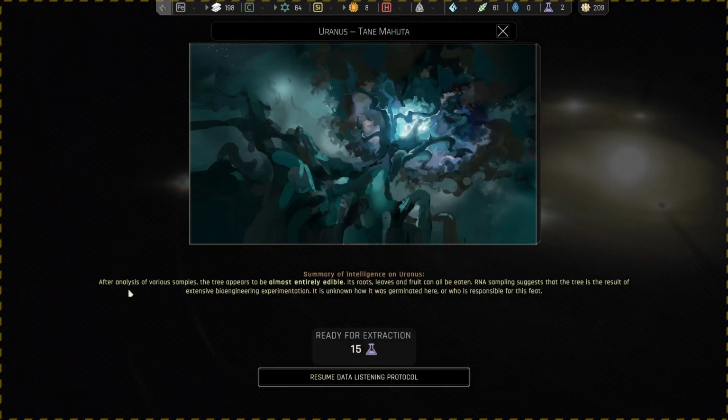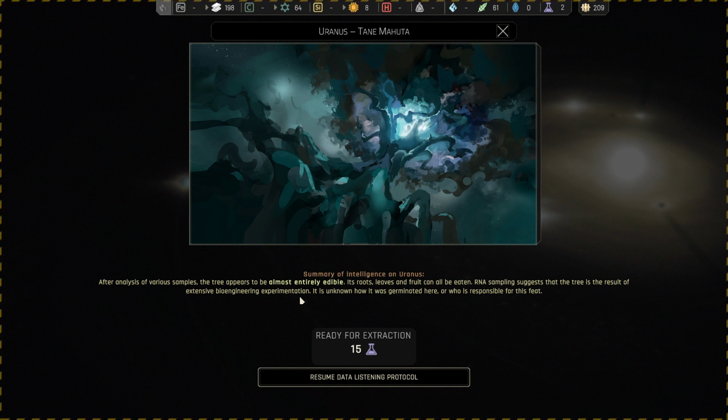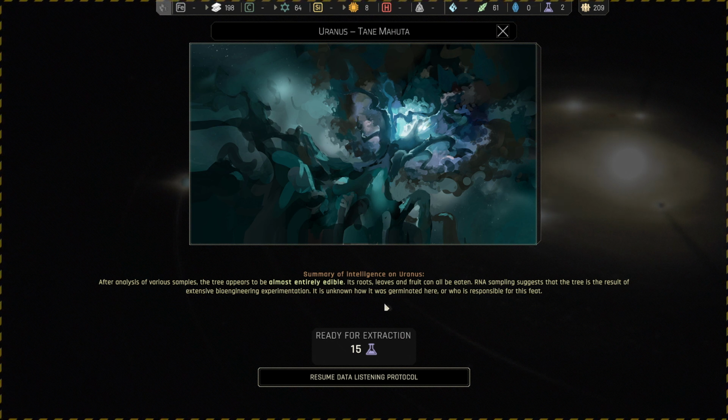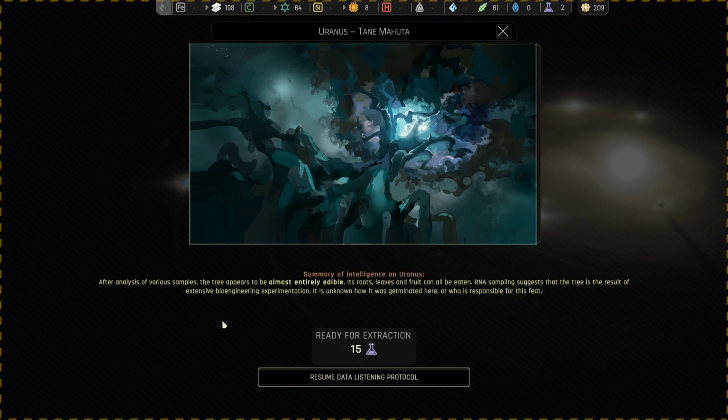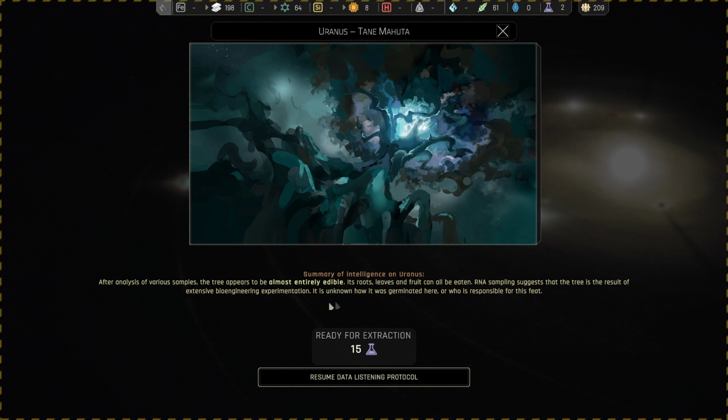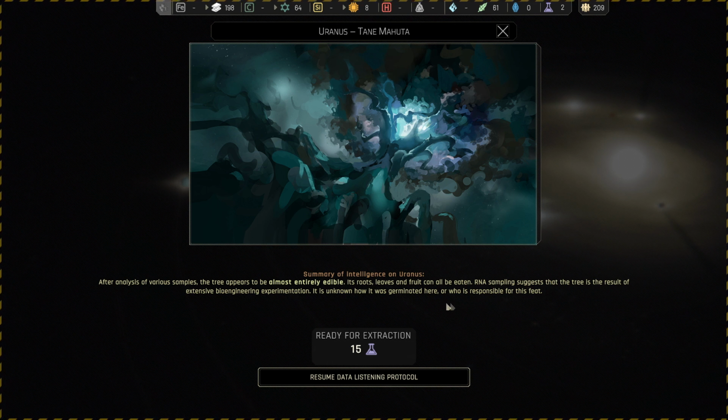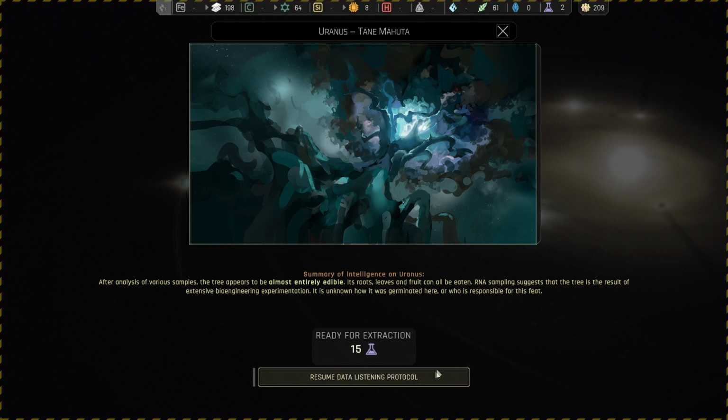Uranus is weighing in. After analysis of various samples, the tree appears to be almost entirely edible. Roots, leaves, and fruit can all be eaten. RNA samples suggest that the tree is a result of extensive bioengineering experimentation. It's unknown how it was germinated here, or who is responsible for this feat.